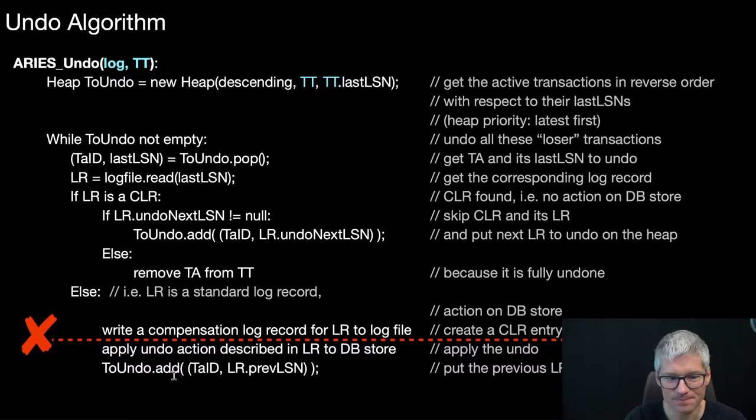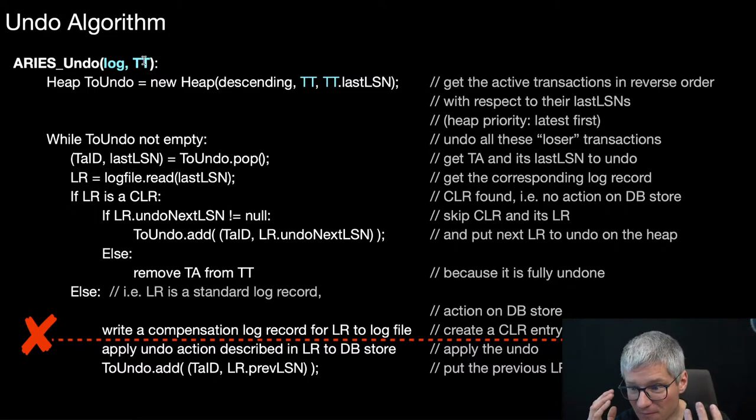Then comes the undo algorithm. It needs a log. And as I said, it will have to append things to the log, these compensation log records. So the read-only mode is not enough. And it will need the transaction table. Why? Because it has to know what are my loser transactions. What are the transactions that I need to remove from the database. Not the transactions, but the changes triggered by those loser transactions have to be removed, of course.